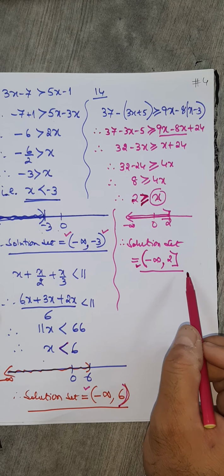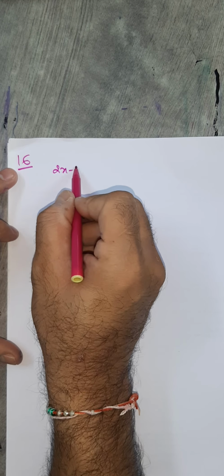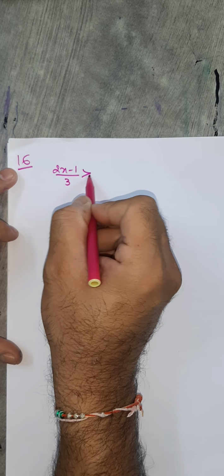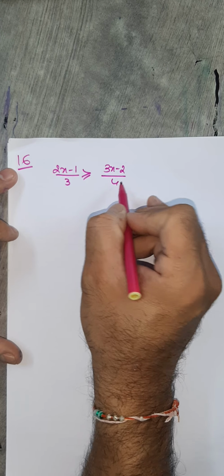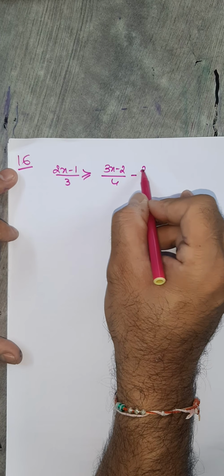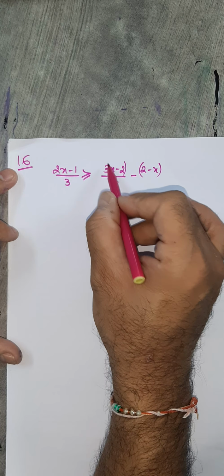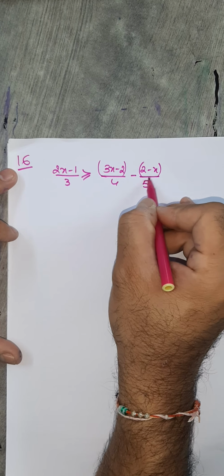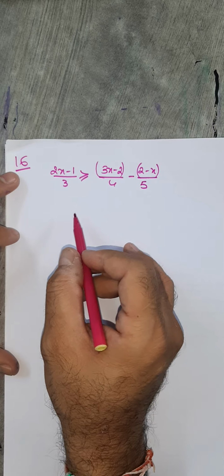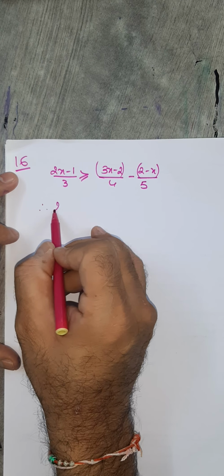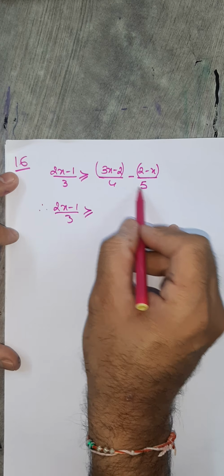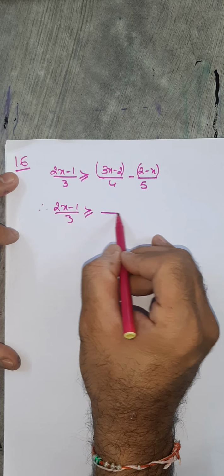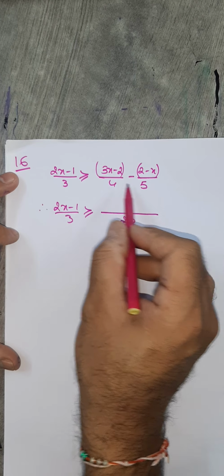Next, question number 16 here. 2x minus 1 by 3 is greater than or equal to 3x minus 2 by 4 minus (2 minus x) the whole by 5. We just simplify as we were doing in inequality. I'll keep this one as it is. Take LCM here, cross multiplication. So you have 20 as LCM.